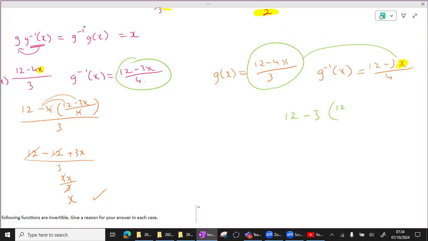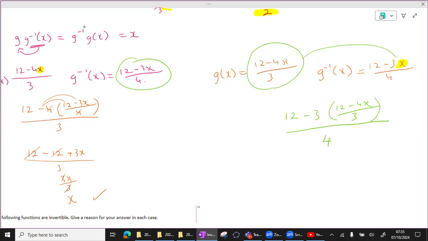No, sorry, I've done that the wrong way around. Oh no, it is, sorry, 12 minus 3, yeah. So that's going to be 12, and then the function is 12 minus 4x over 3, all over 4. So all I've done is replace the x.